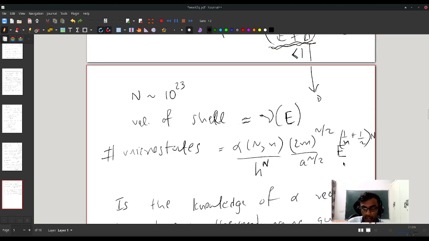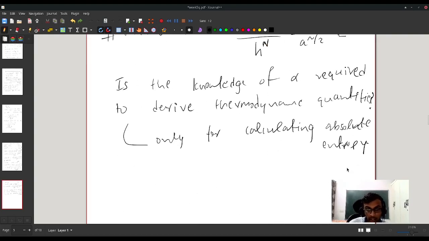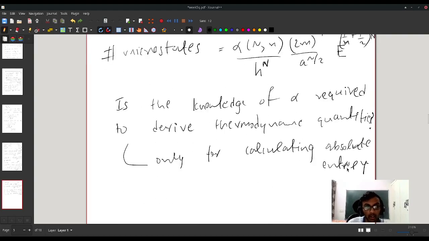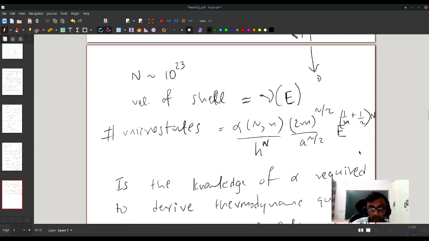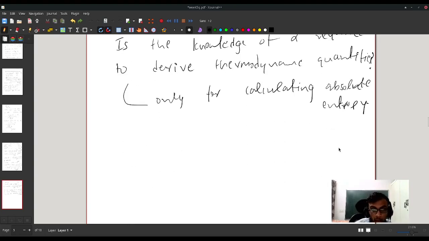Once we get the functional dependence of the number of microstates on E and V, volume, if it is applicable, then most of the thermodynamic quantities can be calculated, like an equation of state or heat capacity, etc. So let us now actually crunch the formalism, the microcanonical ensemble formalism.